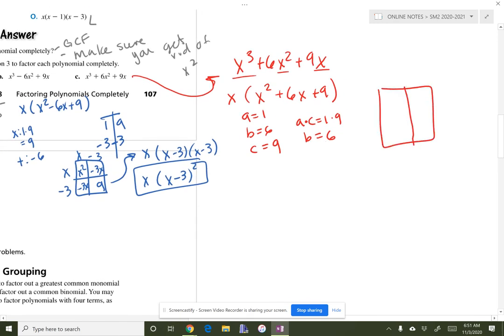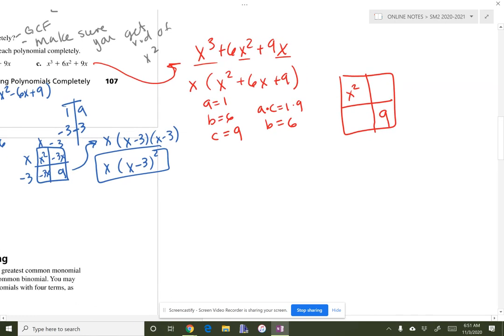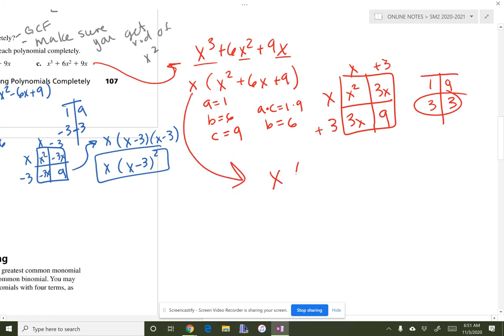So I make my box, x squared, 9, my charts for 9, 1 times 9, and 3 times 3. So I get 3x and 3x because that gets me 6. x and a positive 3, x and a positive 3. I have the x I took out at the beginning, x plus 3 times x plus 3, or better answer, x times x plus 3 squared.